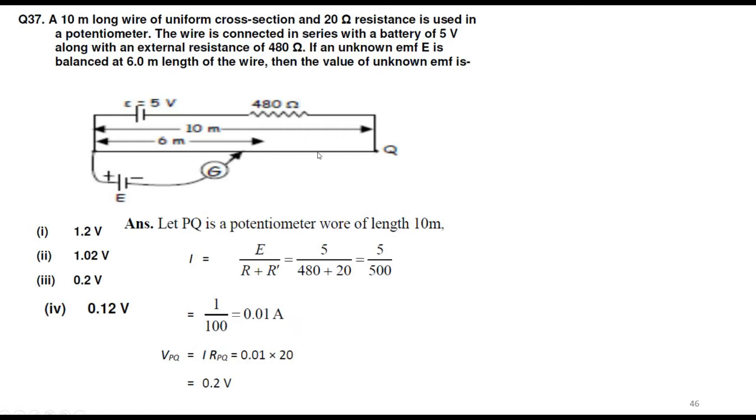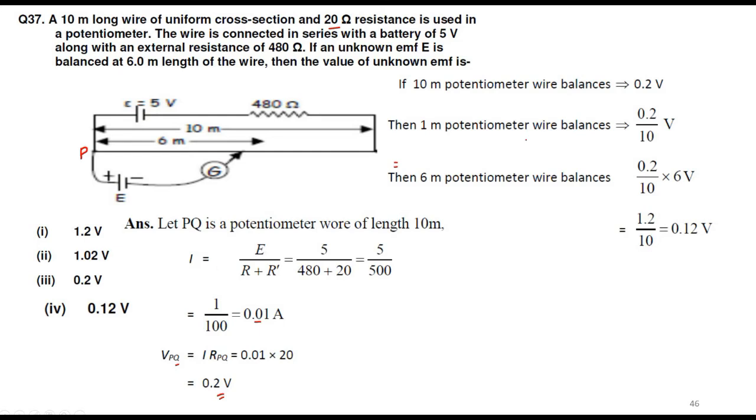So what is the potential difference across this PQ? Here it is given Q, then P will be this. This is going to be P. This is Q, of course. So potential difference across PQ is I into RPQ. 0.01 is I, RPQ is 20 ohm given. So 0.2 volt is the PD across the entire length of the potentiometer wire. Is it okay? Then we will continue.